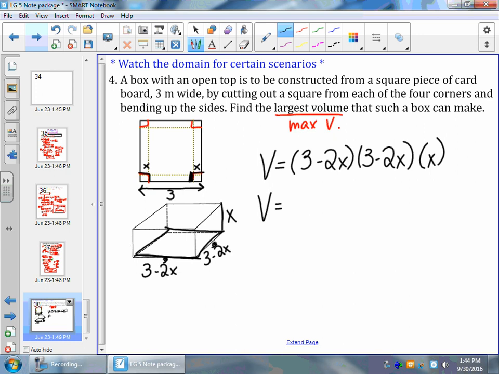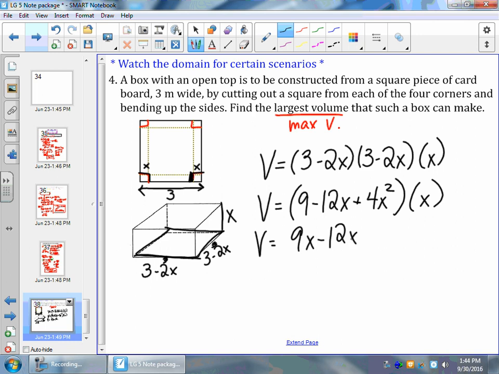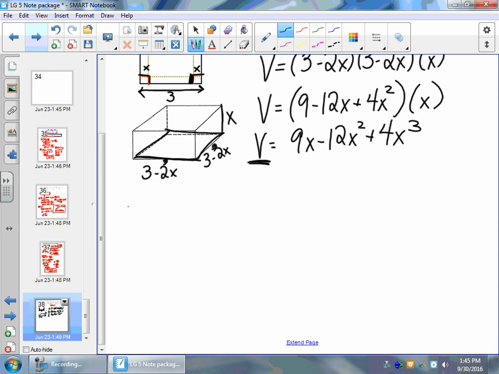So let's look at this. I've got my volume. Let's simplify it. If you FOIL that out, you're going to get 9 minus 12x plus 4x squared times x. So our volume is going to be 9x minus 12x squared plus 4x cubed. And we're good to go, right? Now remember, we want to find the maximum volume. So this is our function, and we need to find the critical values of that function.